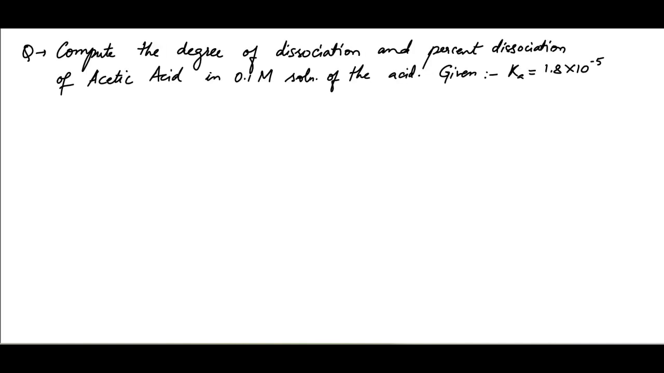We will say: compute the degree of dissociation and percentage dissociation of acetic acid in 0.1 molar solution of the acid. Given Ka is equal to 1.8 into 10 raised to minus 5, the dissociation constant of this acid. And remember, this dissociation constant doesn't have units because it is a ratio of concentrations.